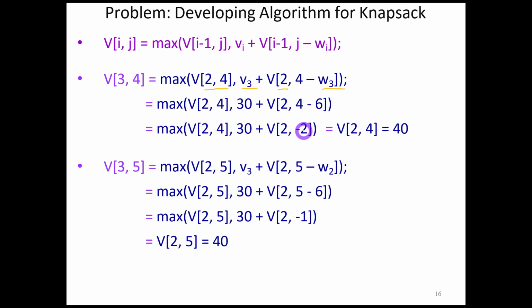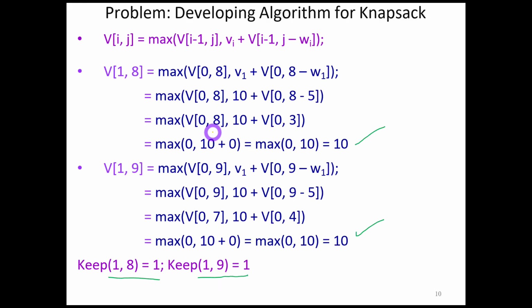Now this is interesting, right? You can see V of 2, 4, 30. 30 is the cost of this item number 3. But V of 2, minus 2 is an invalid case. The j value, or the allowed capacity, is minus 2, and we saw this in the base cases. If there is a negative number here, this is an invalid case, so we will not be considering this. We will only consider this left side, which is 2, 4, and the value for 2, 4 is 40.